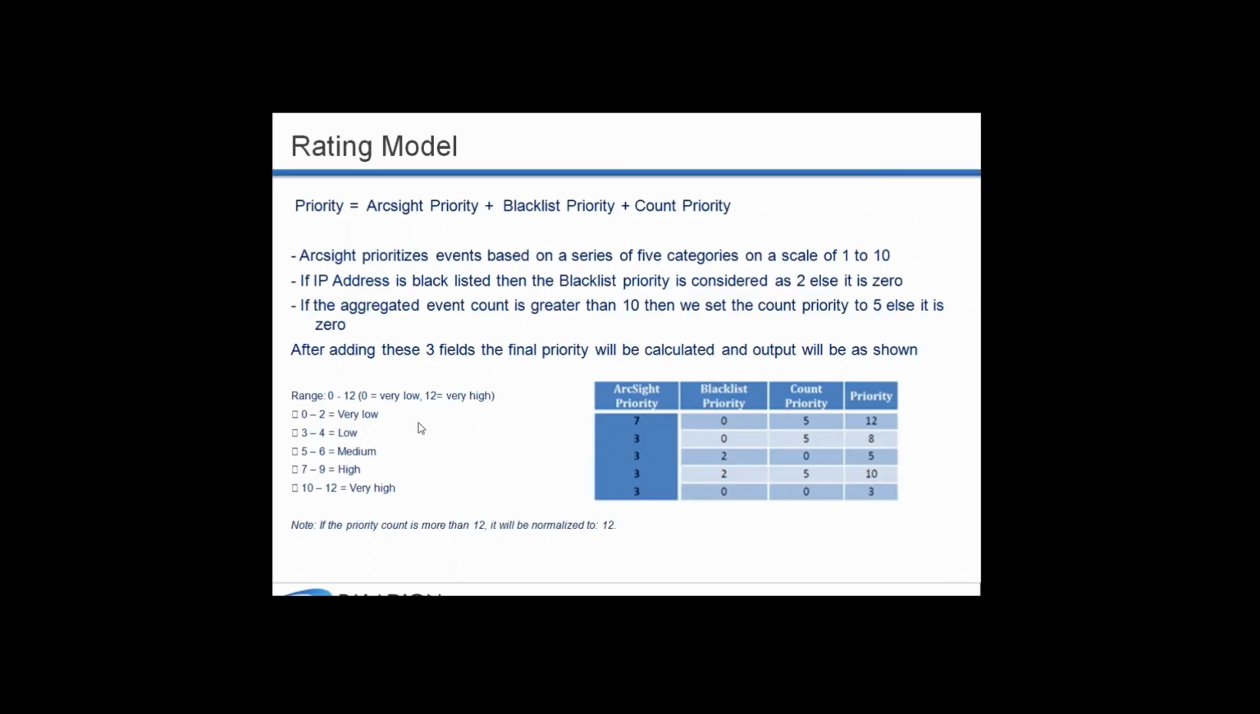Every event is assigned a priority number by summing the ArcSight priority, the blacklist priority, and the count priority, with a value of either very high, high, medium, low, or very low. So if our final rating comes between 0 and 2, it's very low. 3 to 4 is low. 5 to 6 we say medium. 7 to 9 is high. 10 to 12 is very high. However, if the priority count is more than 12, we will normalize it to 12.